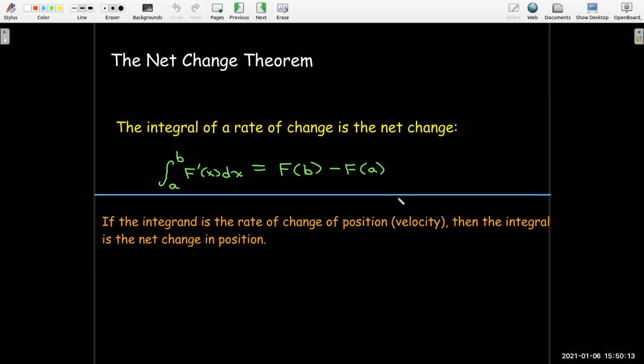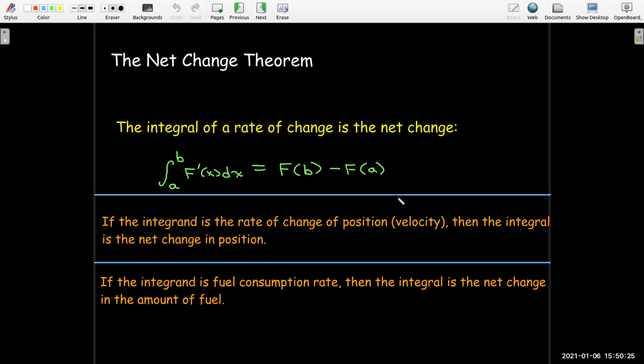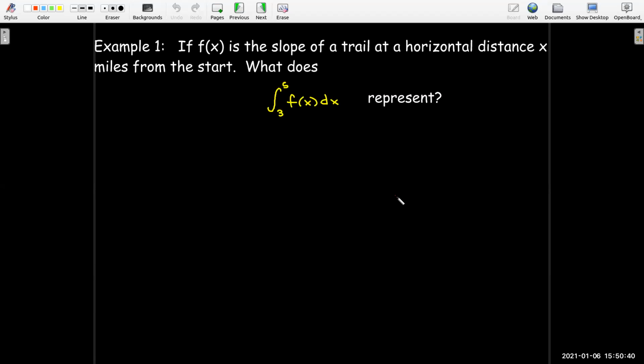So we already saw that if the integrand is the rate of change of position, the velocity, then the integral is the net change in position. Another example would be if the integrand is, say, fuel consumption rate, then the integral is the net change in the amount of fuel. Let's look at some examples.